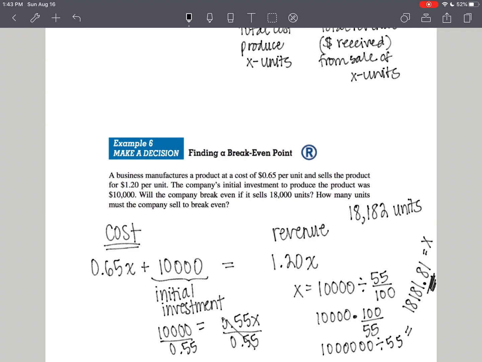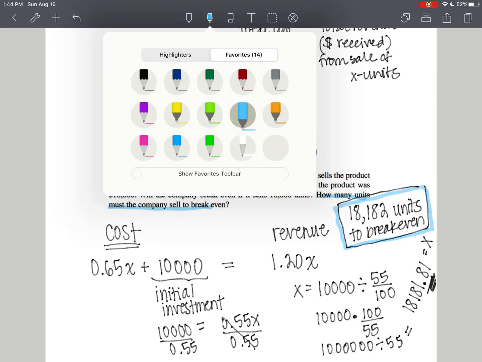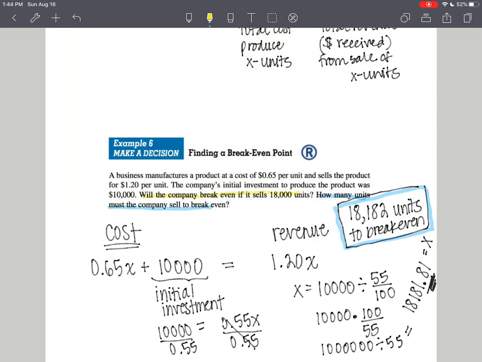So once this goes over 18,181, you have to go up to the next unit. So it would take 18,182 units to break even. So the answer to this final question, how many units must the company sell to break even? This is your answer right here. Will it break even if it sells only 18,000 units? The answer to that is no, it will not. No, it will not break even.